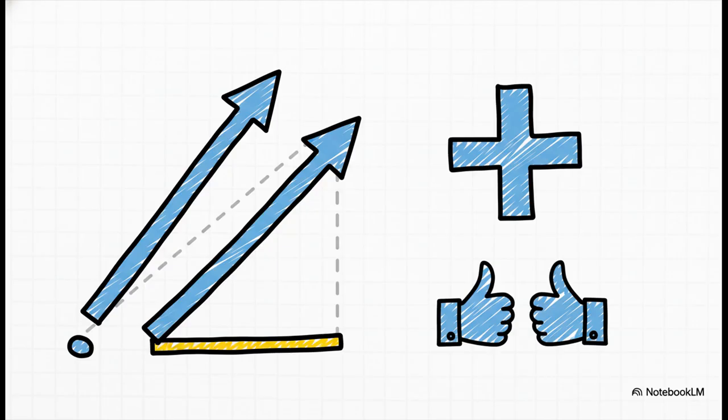So think about it. What happens when 2 vectors are pointing in roughly the same direction? Well, the angle between them is less than 90 degrees, and the cosine of that angle is positive. And that gives us a positive dot product. It's basically the math saying, yep, these 2 are on the same team.